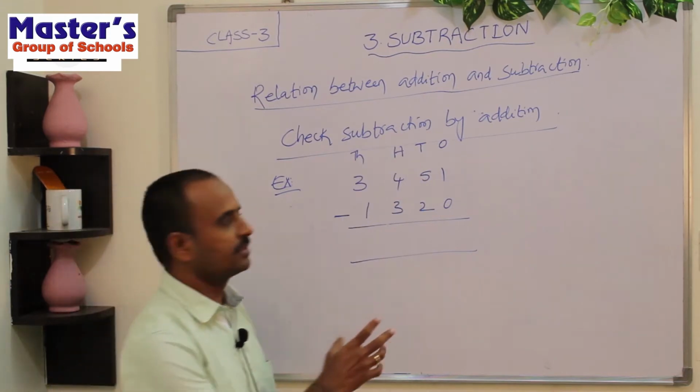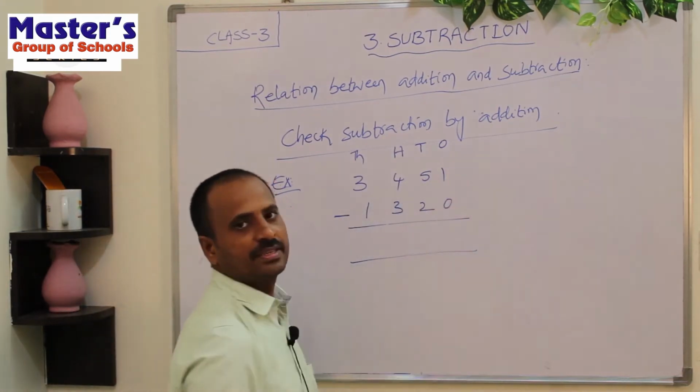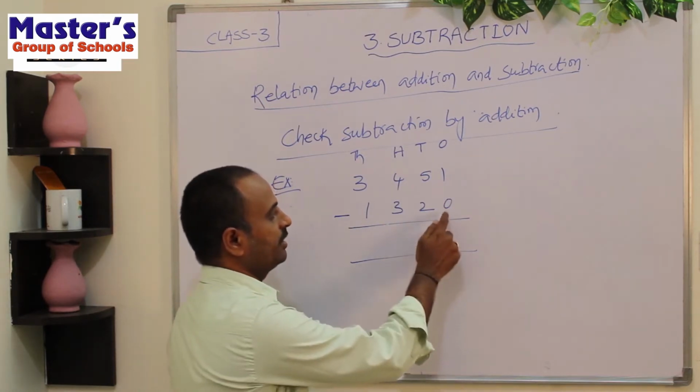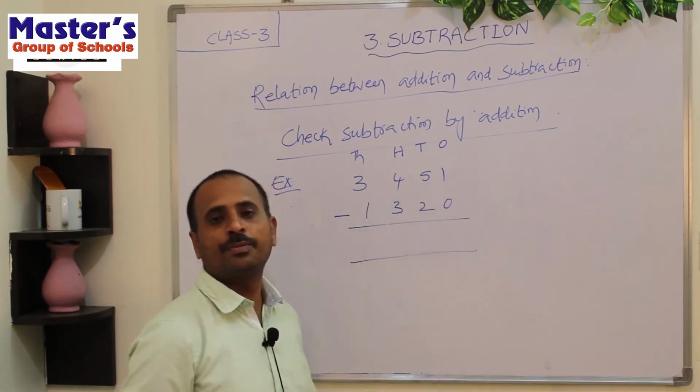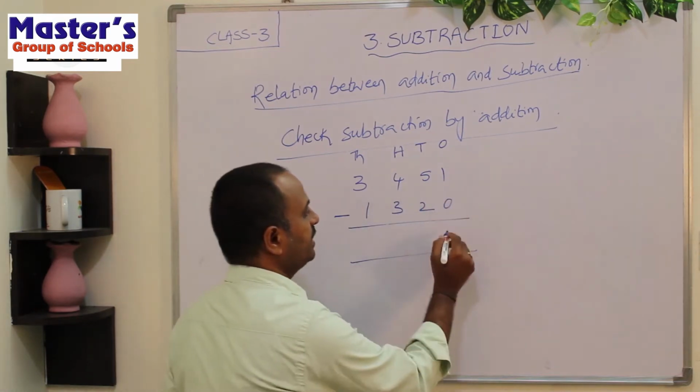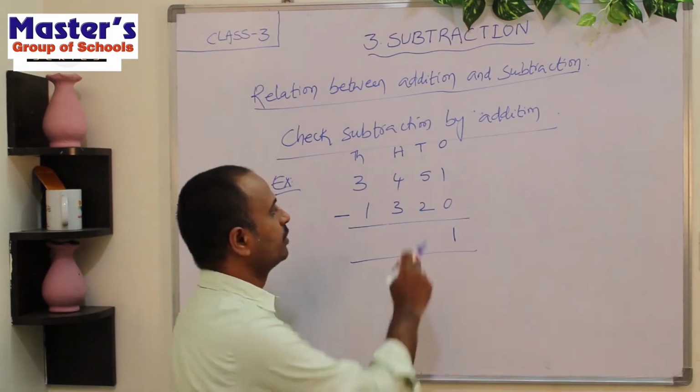So let us subtract first. Start subtracting from ones place. Here 1 and 0 are present in ones place. So now subtract 0 from 1. If we subtract 0 from any number, we will get the same number again. So the answer is 1. Now go to tens place.